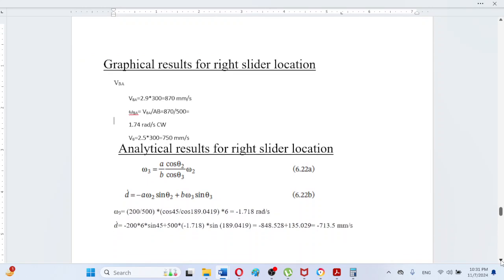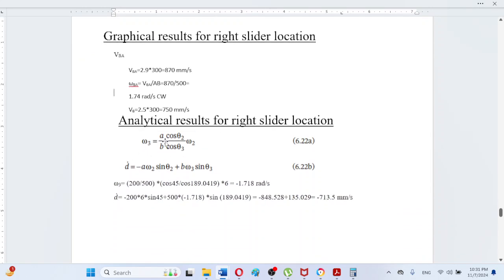And analytical result, these are the analytical formulas copied from the book, and the equations are actually showing the same number as in the textbook. So this is actually a snapshot from the textbook. So in chapter 6, equation number 22.A and 22.B. So angular velocity, if we input the data, we can observe here, you can verify the result yourself.